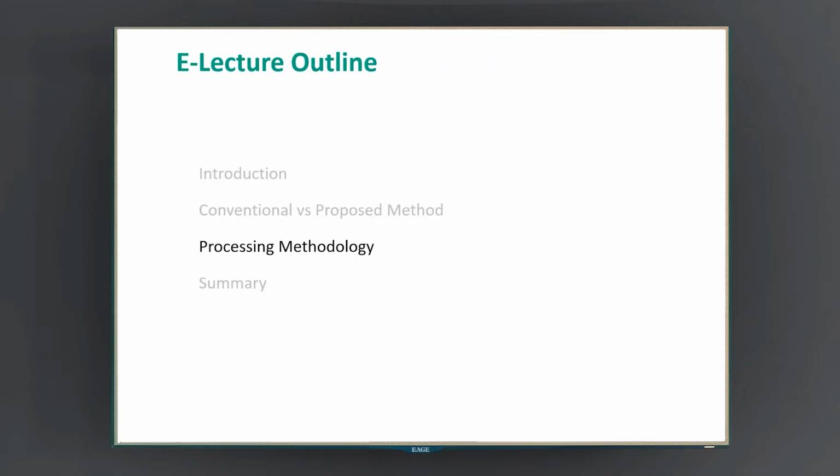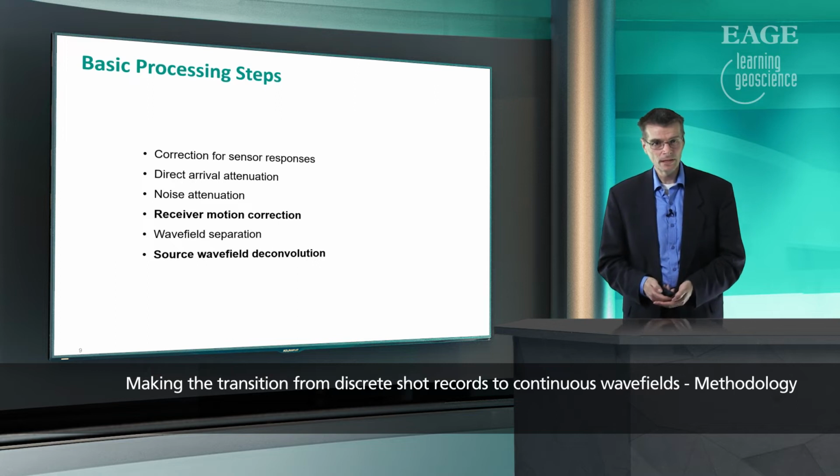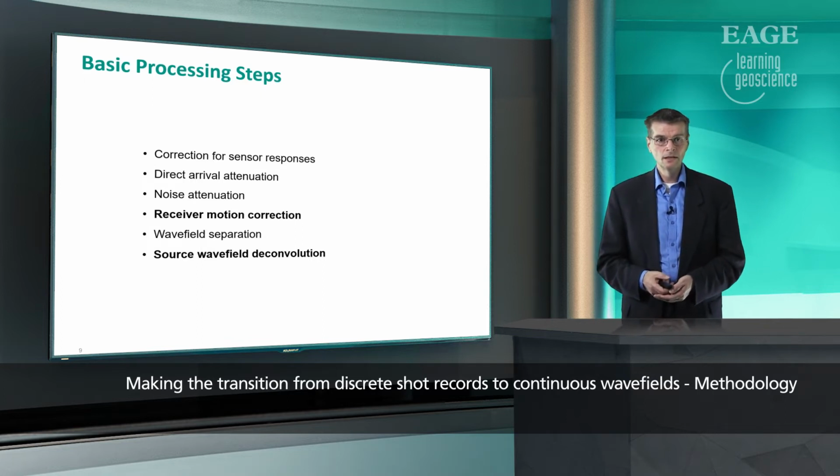So moving on with the processing methodology. We take the data through the following pre-processing steps. The first thing we do to the continuous data is to correct for the sensor responses. Then we attenuate the direct arrivals. The next step is noise attenuation. And again, the noise attenuation benefits from the long continuous records.